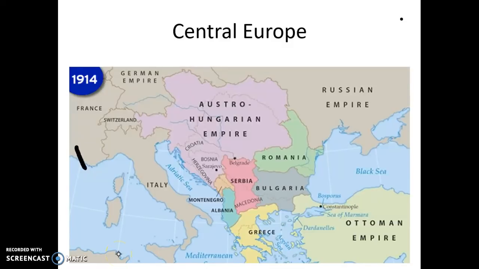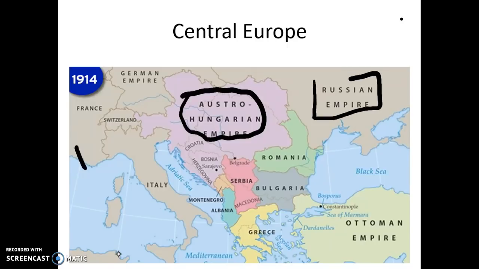So we're going to start with a little bit of geography, and this is going to help us understand World War I. We'll first talk about the Austro-Hungarian Empire, which you see right here. We also need to identify the Russian Empire, which is right there, and Serbia. The next country that you see here is Bosnia, right there.